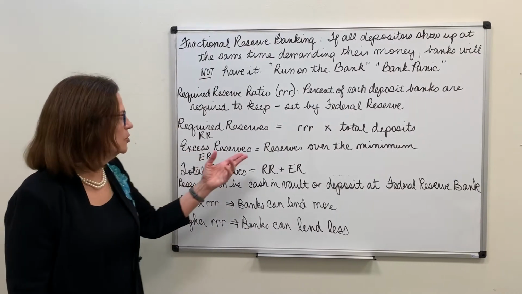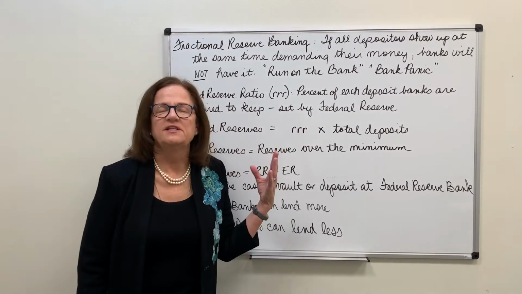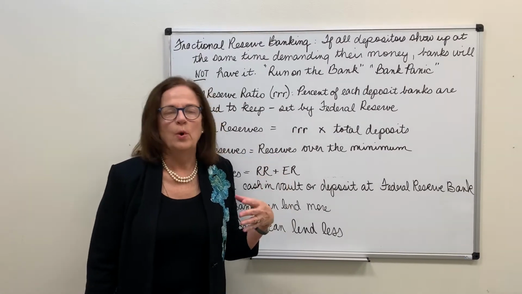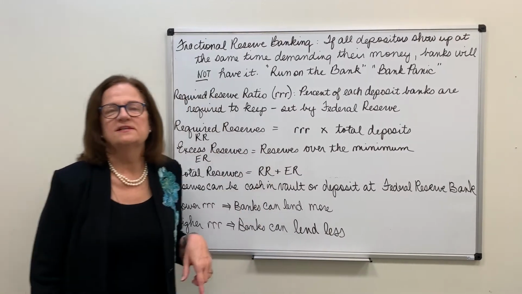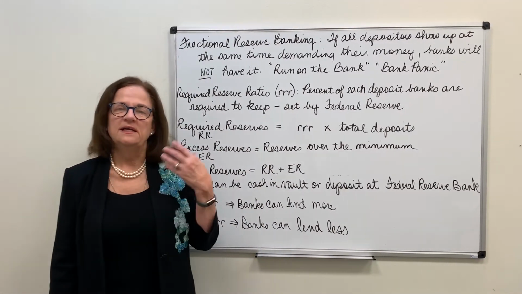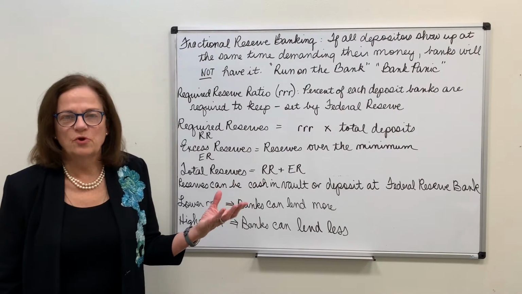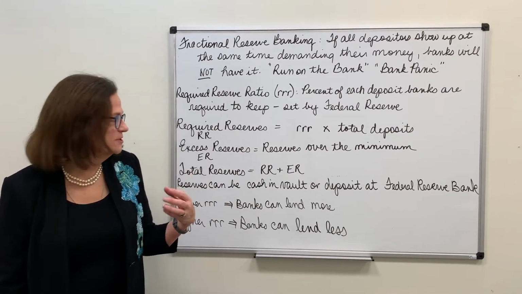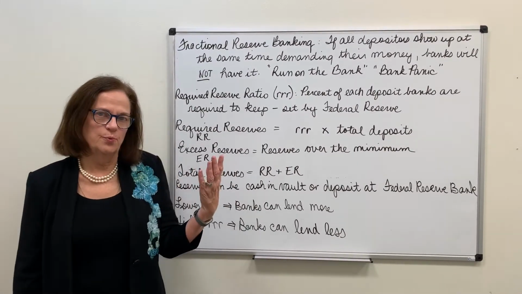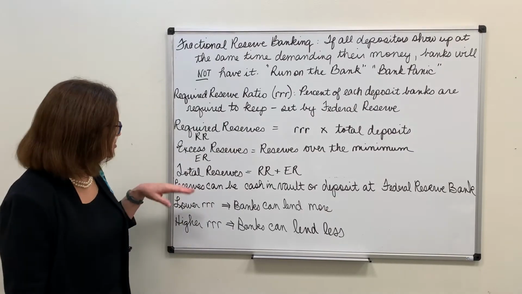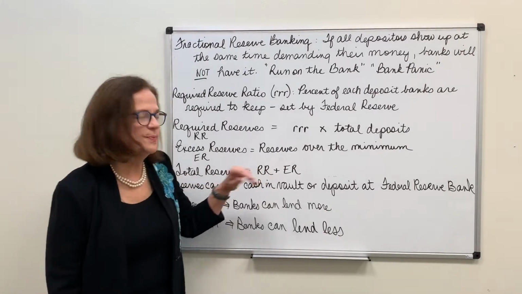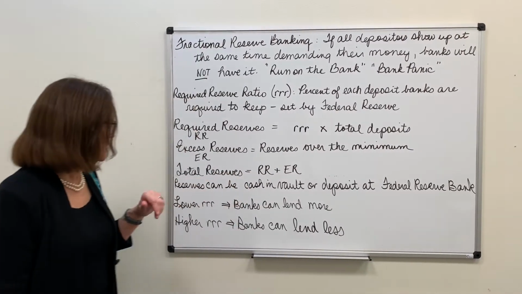Excess reserves are reserves that banks voluntarily keep over the minimum. Why would they do this? They do this as an insurance policy in the event of unexpected withdrawals, and also so that they're able to make more loans when a good loan prospect shows up. Total reserves are required reserves plus excess reserves.